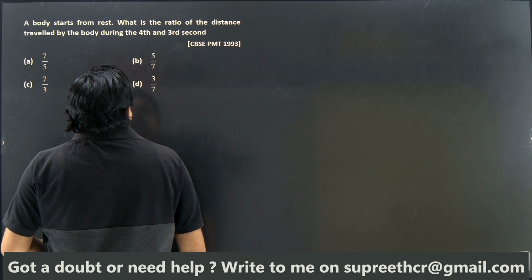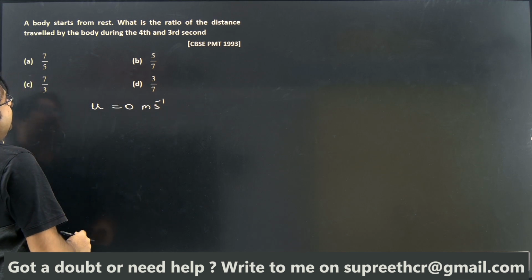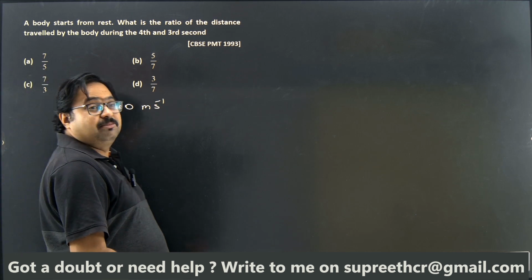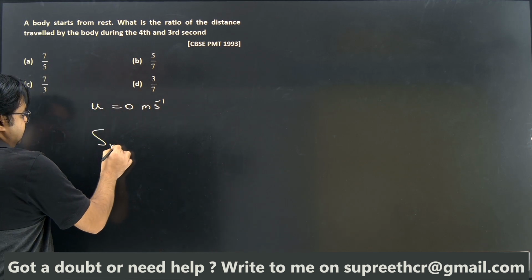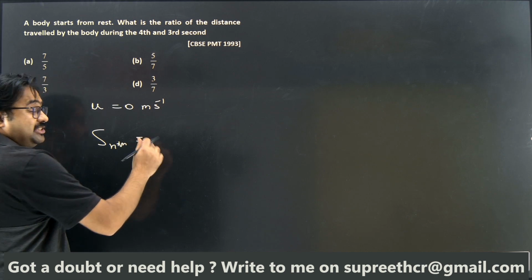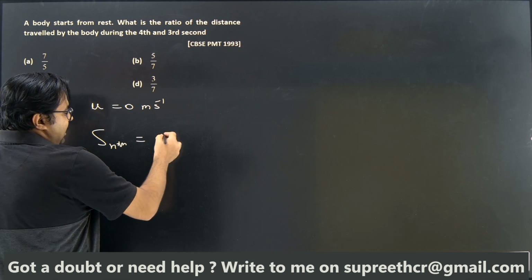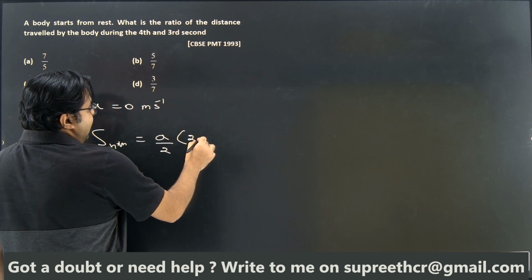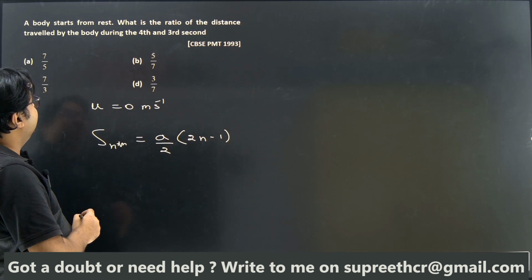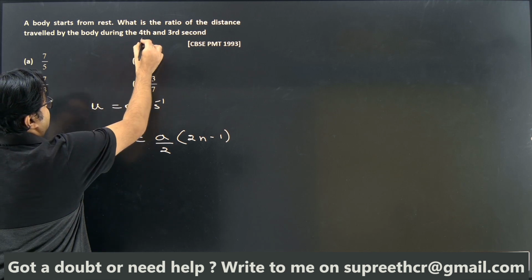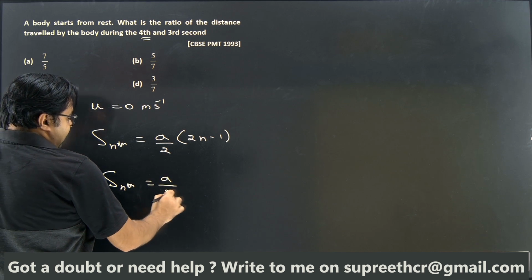A body starts from rest, so it's quite clear that the initial velocity is 0 meter per second. What is the ratio of distance traveled by the body during 4th second and 3rd second? If you just look at what is the formula for nth second, it is u plus a by 2, but u is anyway 0, so I won't bother to write it. It is just a by 2 into 2n minus 1. In the first case, n, dear friends, is 4. That's what the question says. Now, n in the nth second, I would simply write a by 2 as it is.